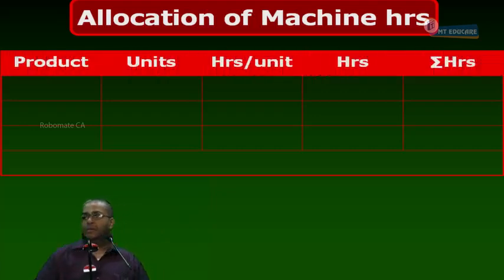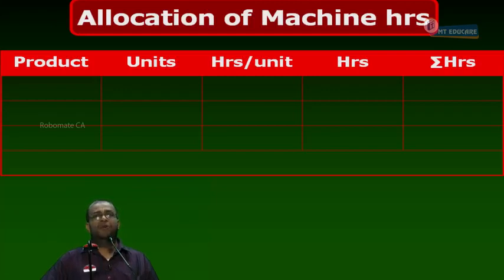Okay. Product, units, hours per unit, hours, sigma hours. Old table, done so many number of times. Product, units, hours per unit, hours, and then sigma hours. Can we start?